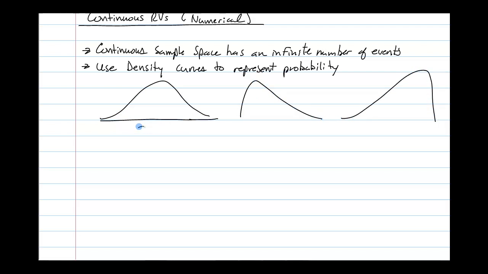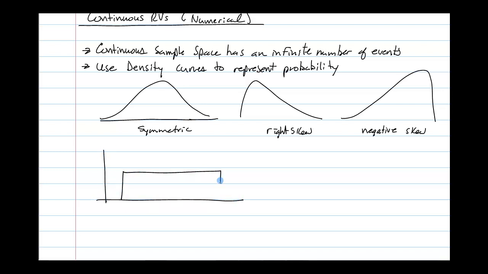So again, this is symmetric, this is right skewed or positive skewed, and this one is a negative skew or a left skew. Okay, and we could have all sorts of different shapes. We could have some sort of a density curve that's uniform, meaning it has all the same values, so this is called a uniform density curve. And then I find corresponding probabilities that correspond with area.